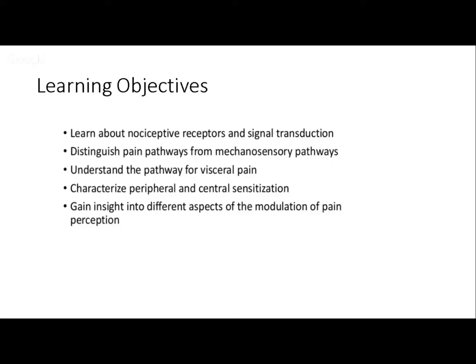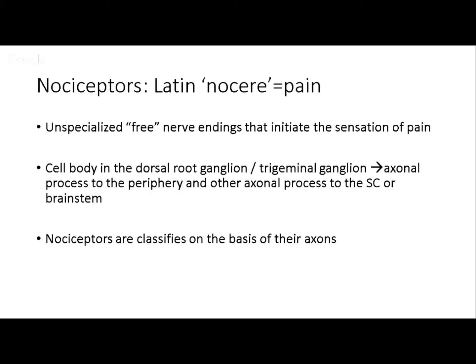Okay, so this is a basic neurophysiology lecture from your textbook, but I have put in a lot more clinical content. I think that's more useful. Nociceptors comes from nocere, pain, that's Latin. Basically pain is mediated by unspecialized free nerve endings that initiate the sensation of pain, and the cell body lies within the dorsal root ganglion, like we all are aware for all sensory nerves.